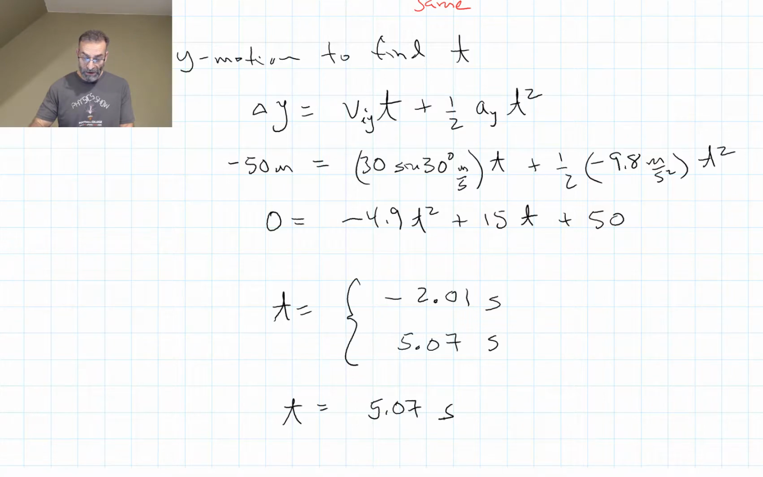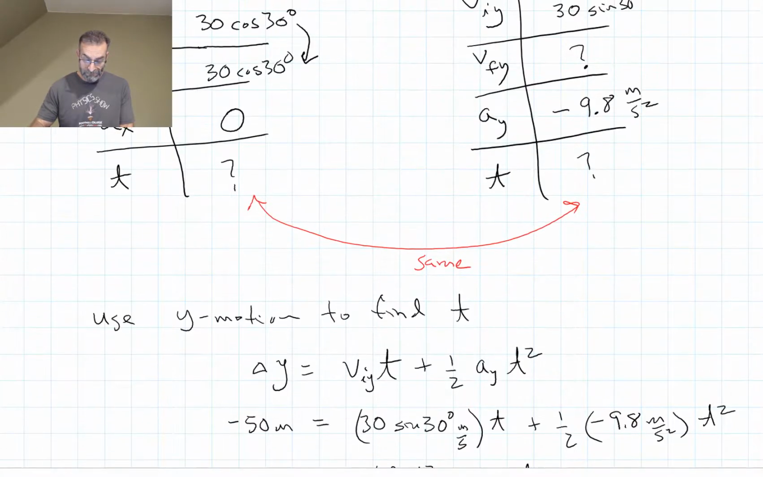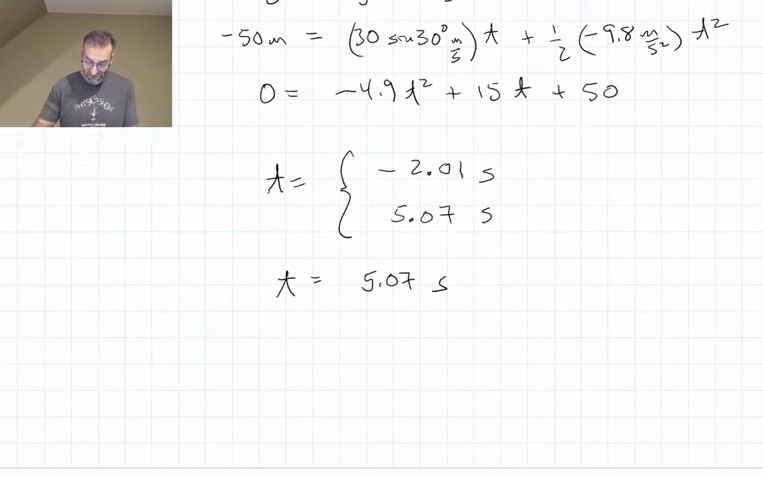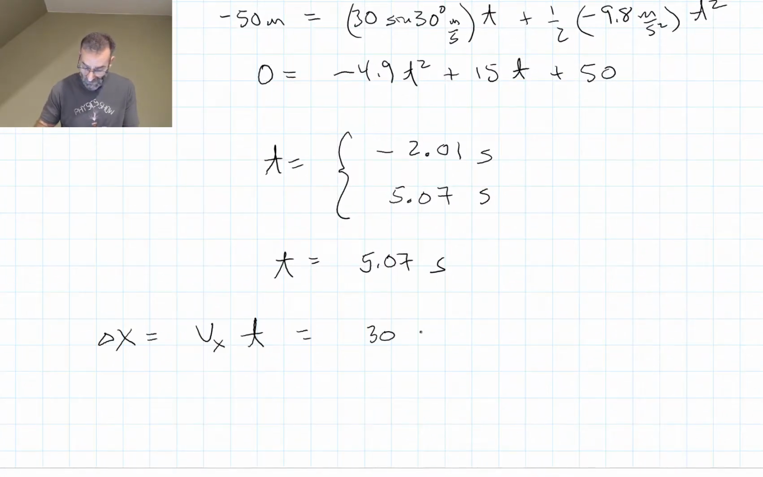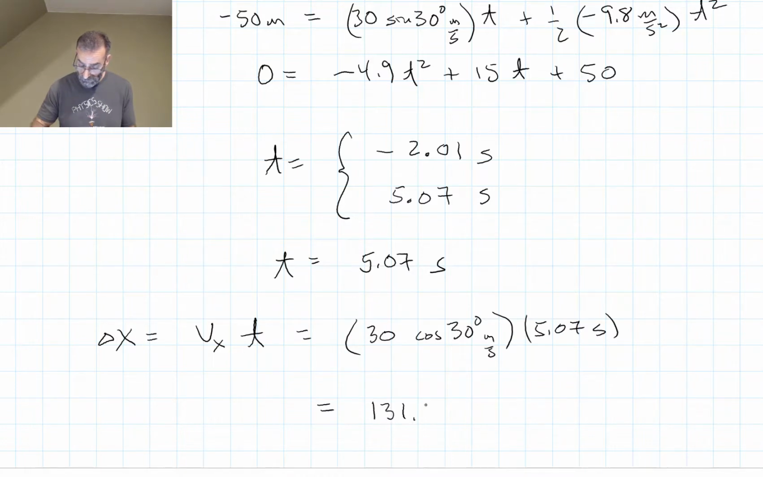Now we can look at our x motion, and we know that it's moving at 30 meters per second times cosine of 30 degrees. That's the velocity. So if we know the time, we can just multiply those two together to get the distance, 131.7 meters.